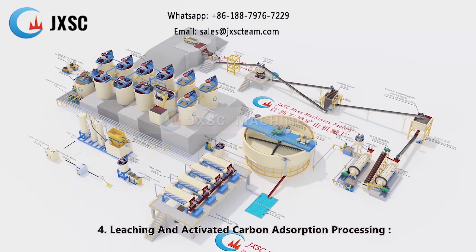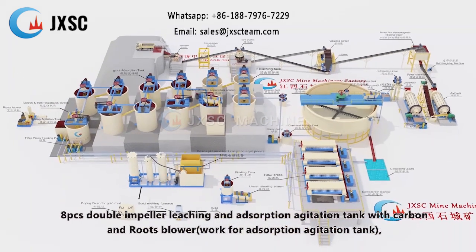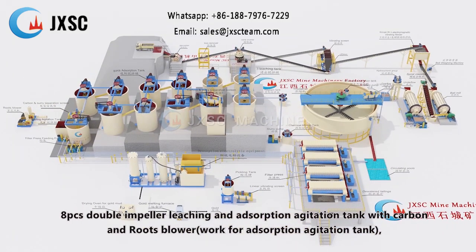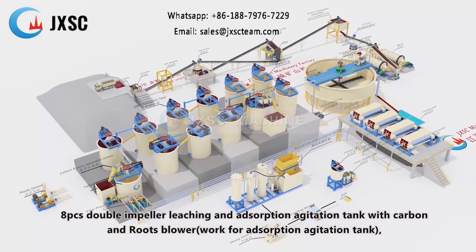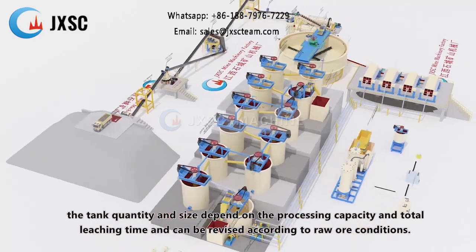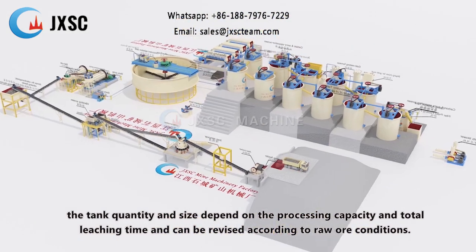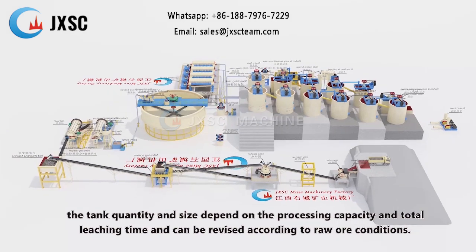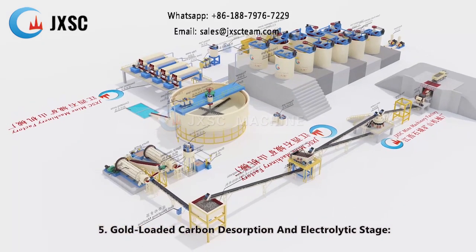4. Leaching and activated carbon adsorption processing. Eight double impeller leaching and adsorption agitation tanks with carbon, and a Roots blower, work for the adsorption agitation tanks. The tank quantity and size depend on the processing capacity and total leaching time and can be revised according to raw ore conditions.